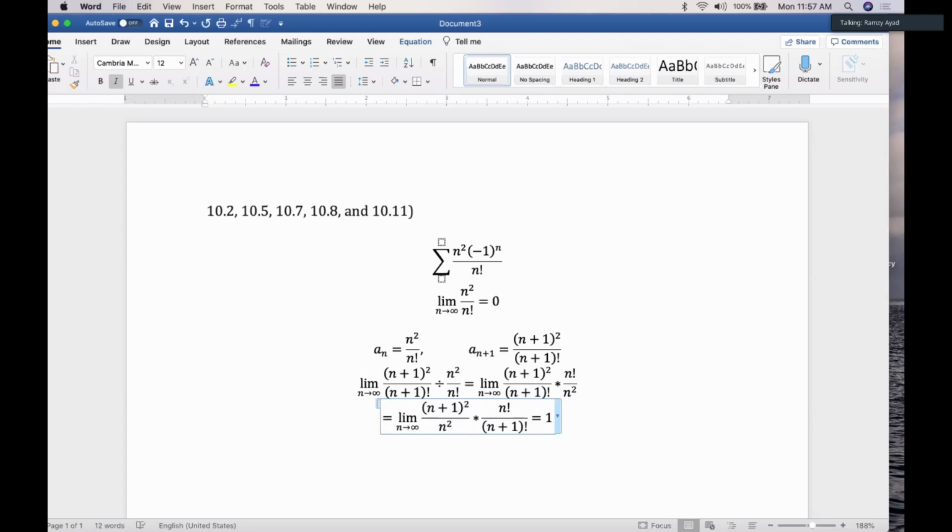One times, what would that be? That would be over n factorial. It's n+1. You simplified that as n plus 1 times n times n factorial, and then the n factorial cancel. So what's left is 1 over n plus 1, right? Now substitute the n with infinity.